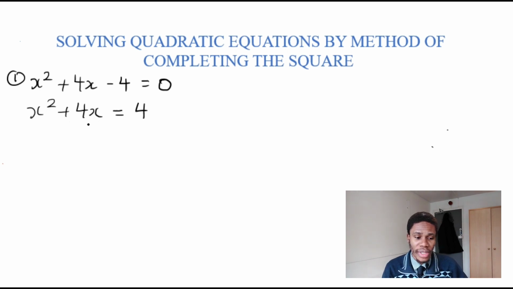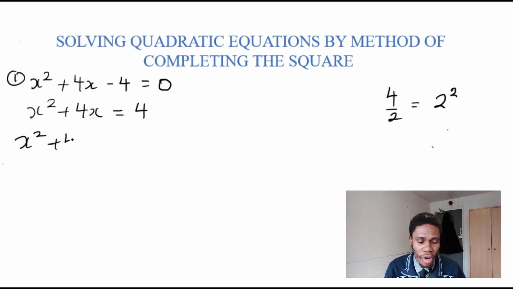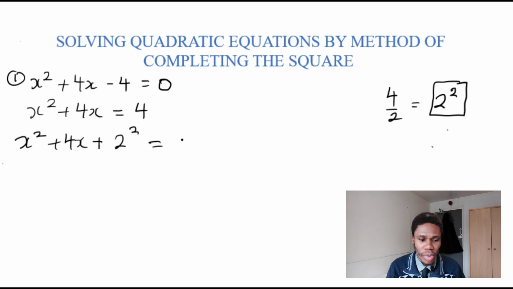So now we take our coefficient of x, which is 4, and we divide it by 2. So 4 divided by 2 is 2. And we square it. Now after squaring it, you add it to both the left-hand side of the equation and the right-hand side of the equation. So we now have x squared plus 4x plus, I usually like to maintain this 2 squared as it is, equals 4 plus 2 squared.